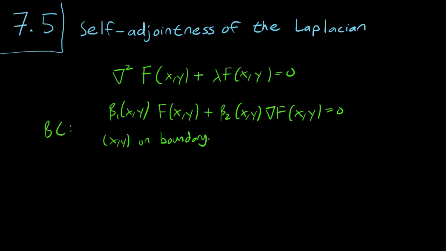Hello class, this is section 7.5 and in this video we are going to discuss the self-adjointness of the Laplacian. So let's consider the Helmholtz equation again and recall that we have these boundary conditions: beta 1(x,y) f plus beta 2(x,y) times the normal derivative of f equals 0 for any (x,y) on the boundary. And let's also recall the Green's formula that we just calculated in a previous video.